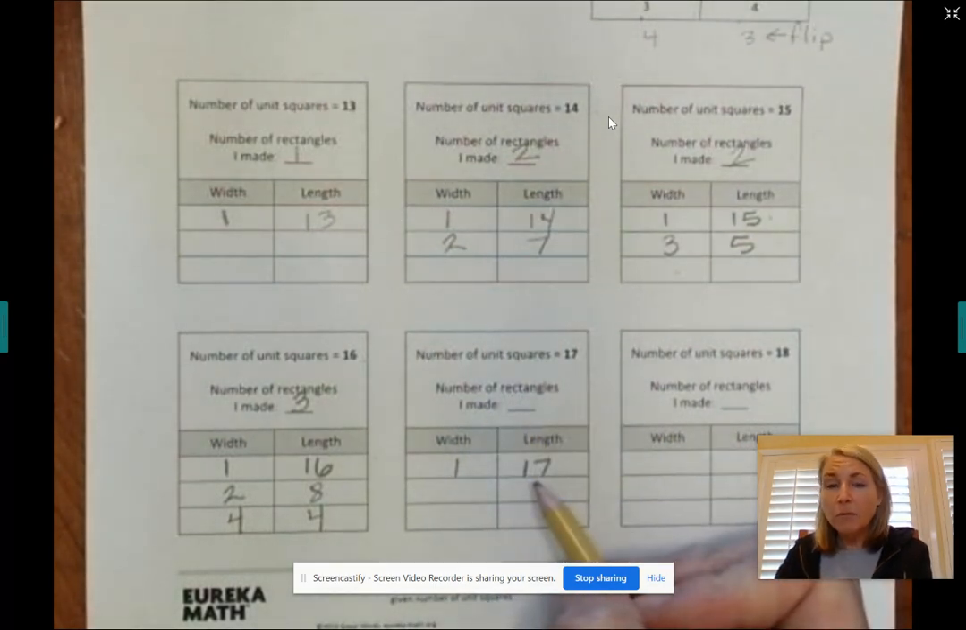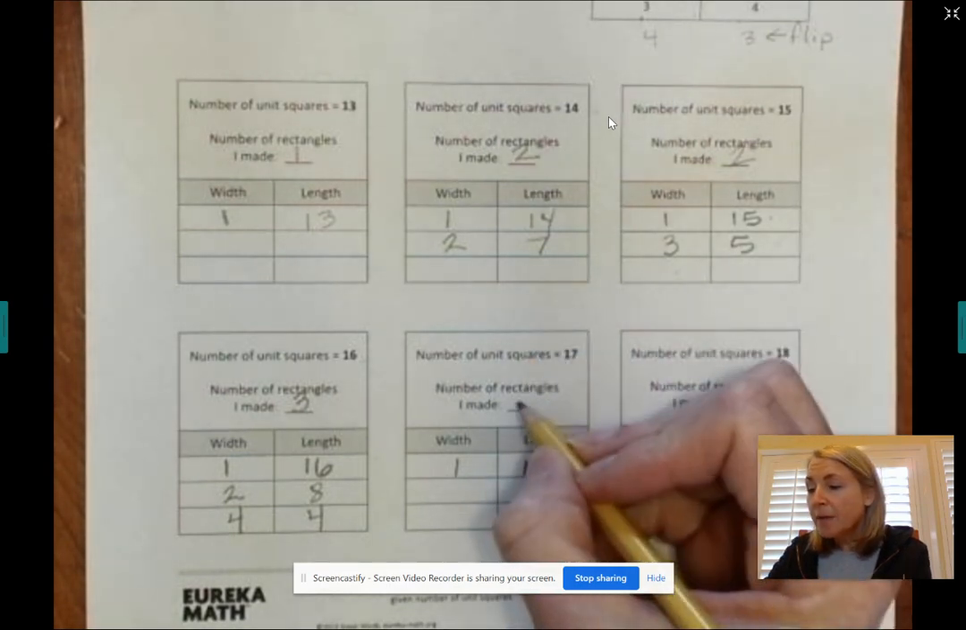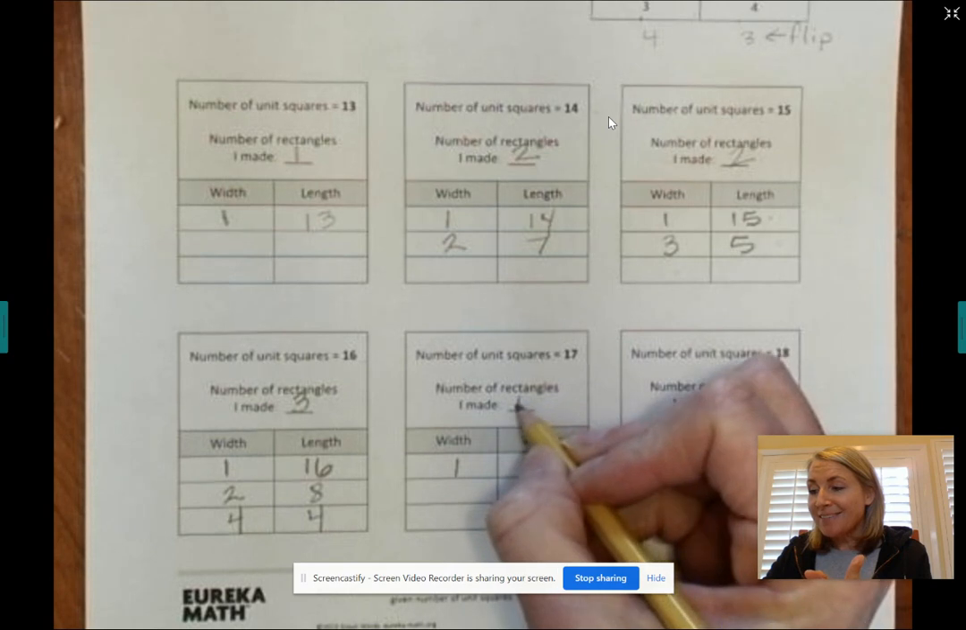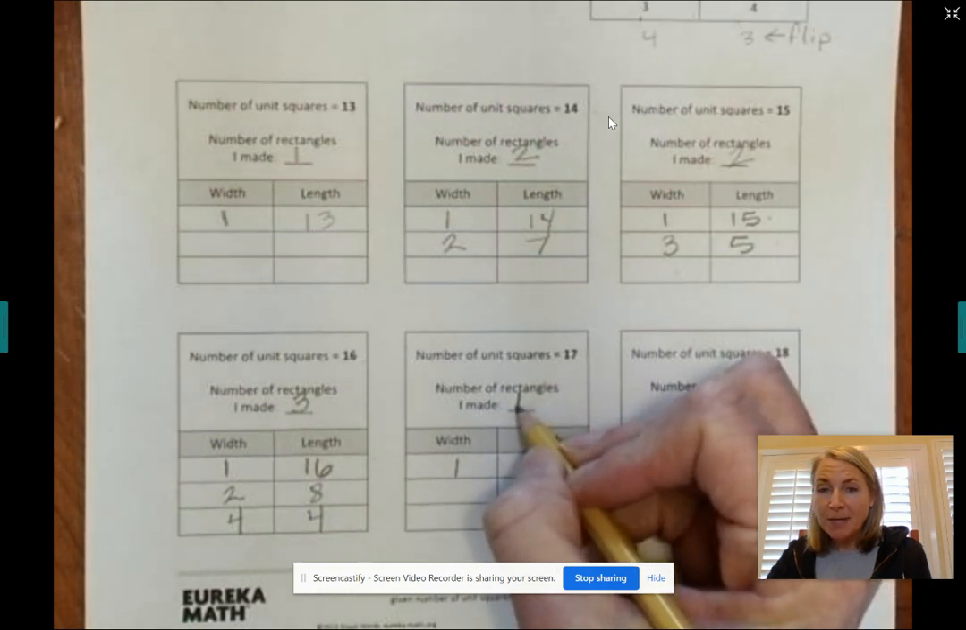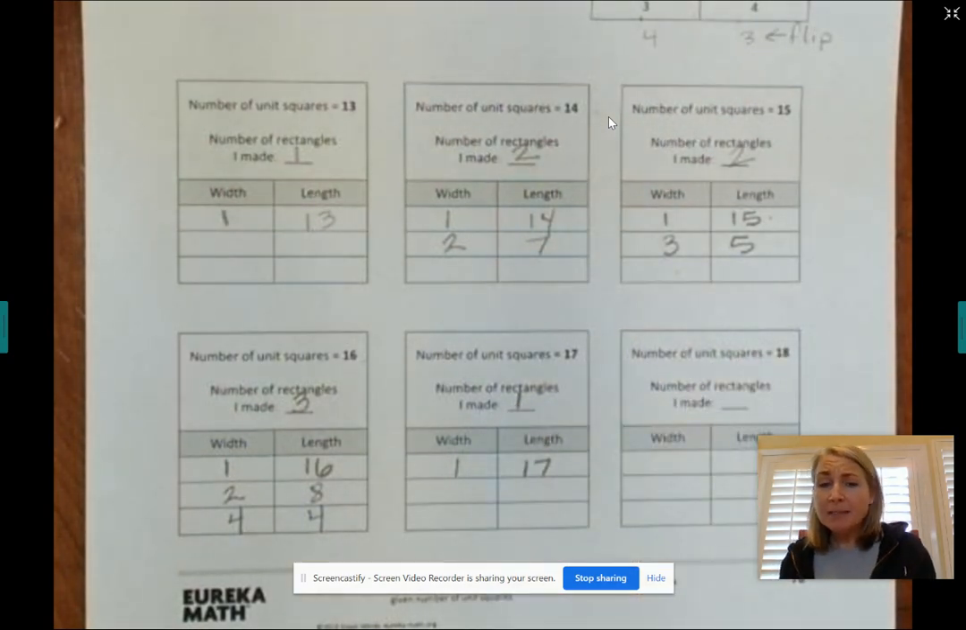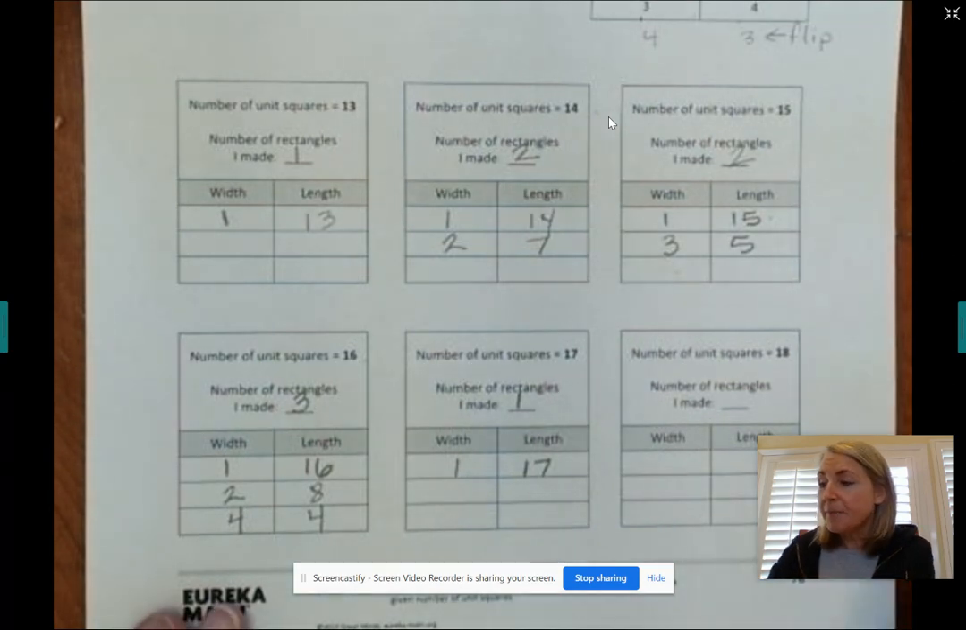Prime numbers are only going to produce 1 possible rectangle. And I'm going to get back to that in 1 second. Now, I said 1 possible rectangle, and you might be thinking, hey, but Mrs. Saka, you could do a 17 by 1. Remember, a 17 by 1 still has the same side lengths as a 1 by 17. It's just flipped. So you can't count that as a different rectangle.